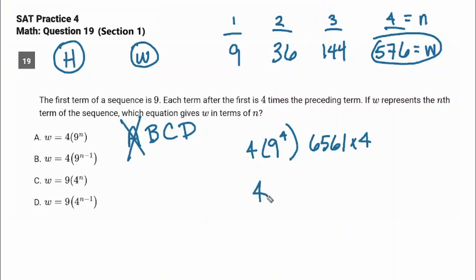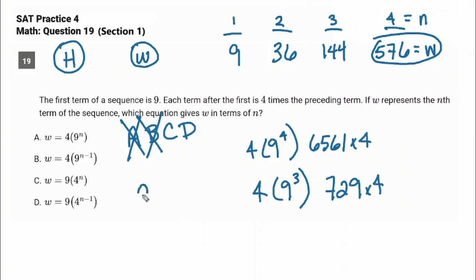B, 4 times 9 to the what? n minus 1. n is 4. So 9 to the 3. Okay? 9 to the third, put that in your calculator. That's 729 times 4. You need to do that? No, because it's going to be bigger than 576. Gone. All right, we're rolling.